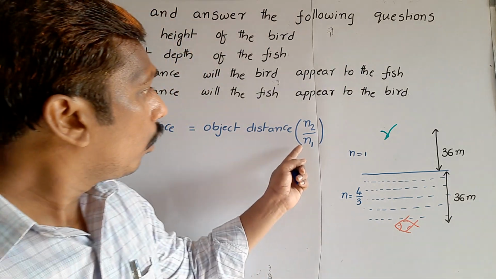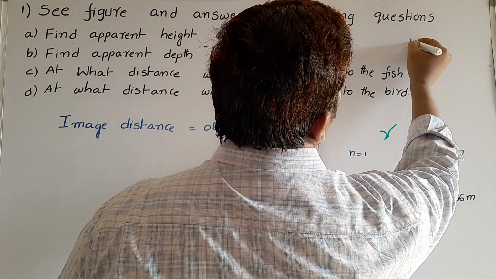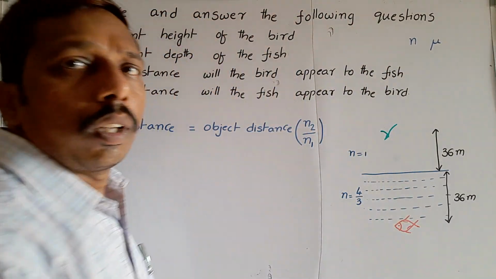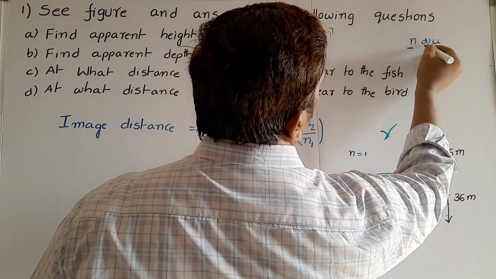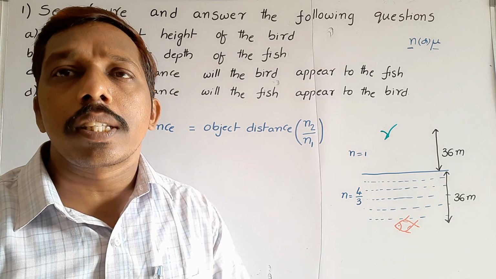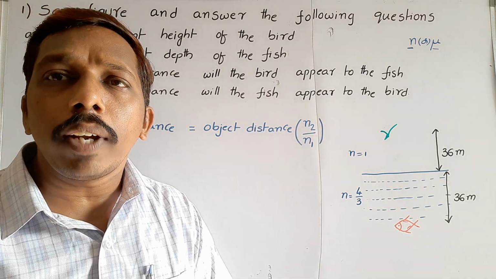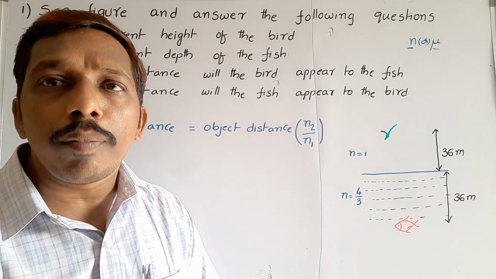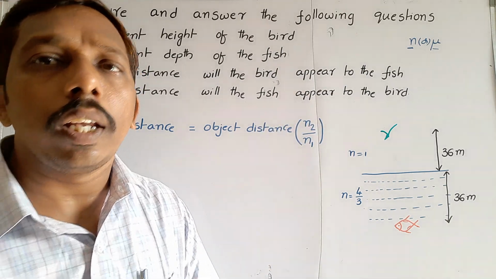Sir, what is N1? What is N2? Already in the previous class, I explained that refractive index is denoted by the letter N or mu. So here N1 means the refractive index of the medium in which light first travels. N2 is the refractive index of the second medium, the medium into which light refracts.